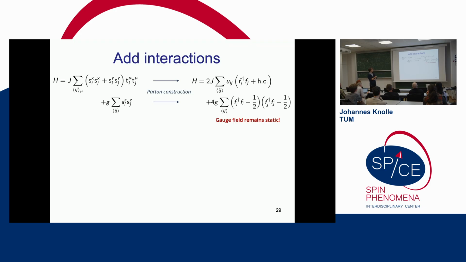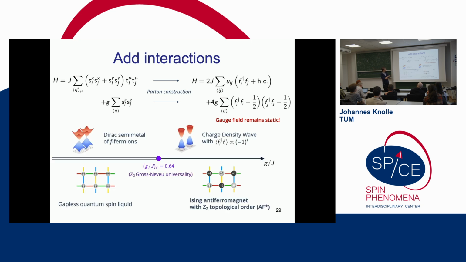The first thing is we take our model and spoil exact solubility, but in a very controlled way, by putting in an SZ-SZ interaction, which here just translates into a nearest neighbor repulsion of my fermions. But the crucial thing is it still commutes with these link variables, so the flux sector is still completely gapped and conserved. What you get is basically just a gap opening for your Dirac fermions. Now this just looks like a charge density wave, and it is a charge density wave. But the key thing is that the charge density wave here corresponds to an Ising antiferromagnet. So that is the simple one, what we call an Ising antiferromagnet.